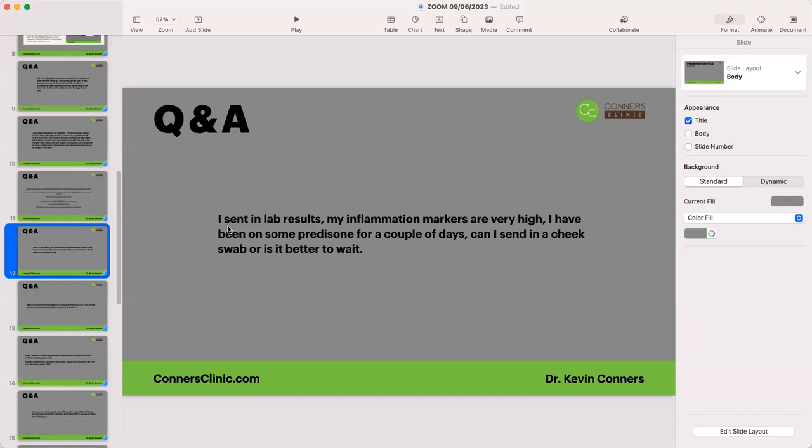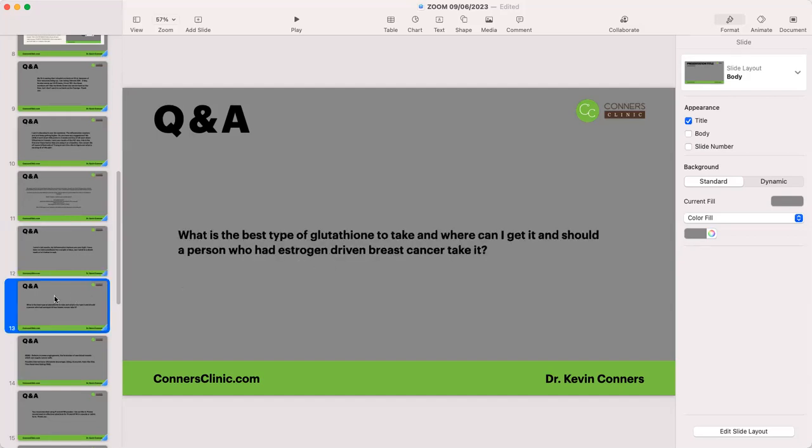Okay, thank you. I sent in lab results. My inflammatory markers are high. I have been on prednisone for a couple of days. Can I send a cheek swab in? And I may mention that it might be better to wait till you're off the prednisone.